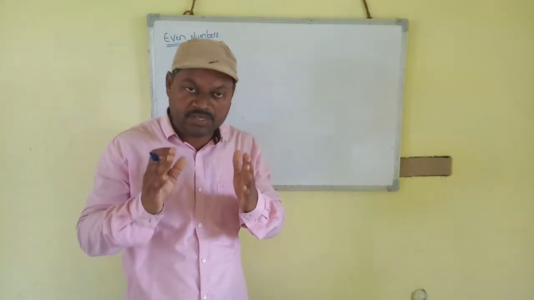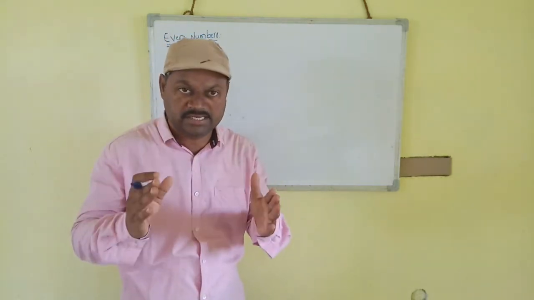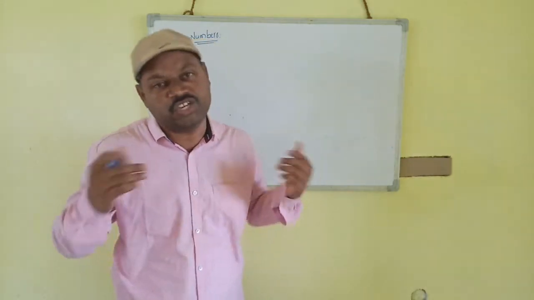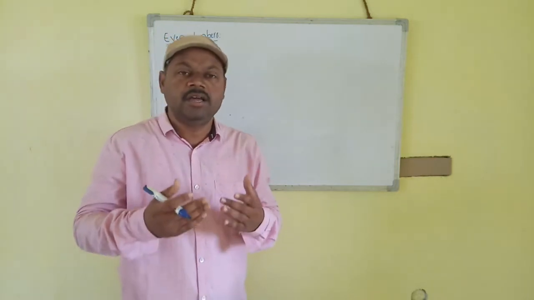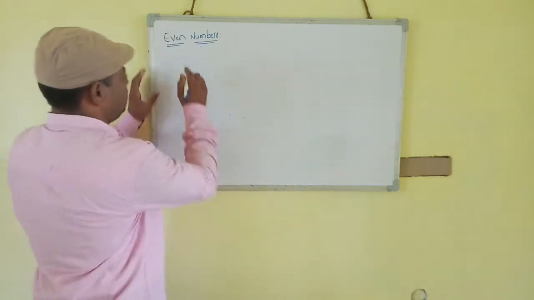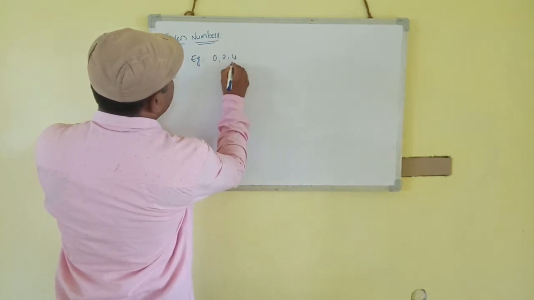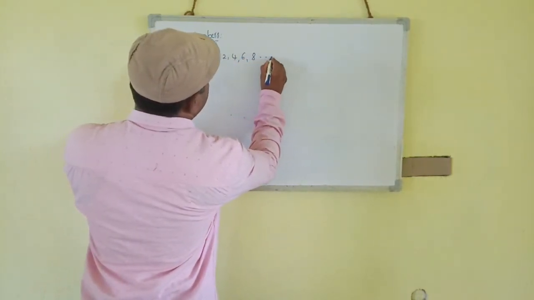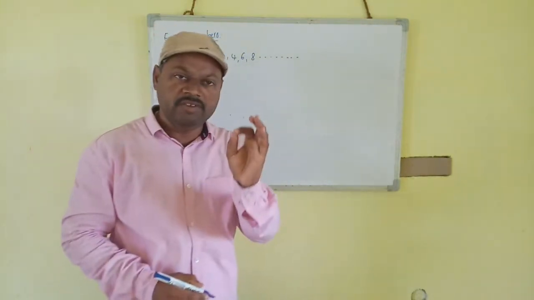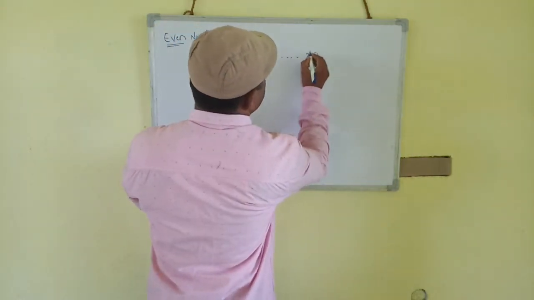The numbers which are exactly divisible by 2. Exactly divisible means the remainder will be 0. That is the meaning. For example, even numbers are 0, 2, 4, 6, 8 and so on. Actually, even numbers are in the 2n form.